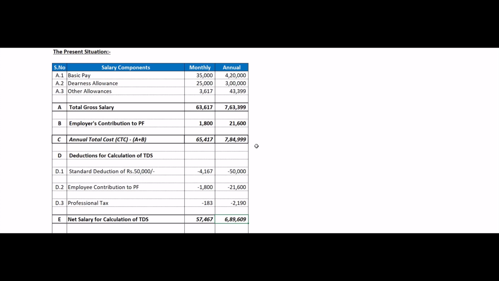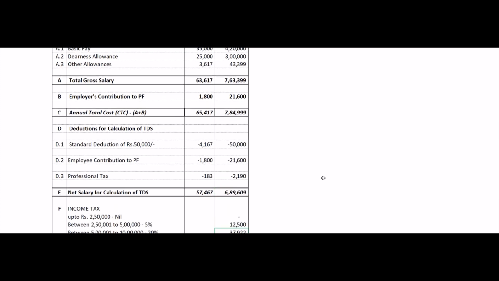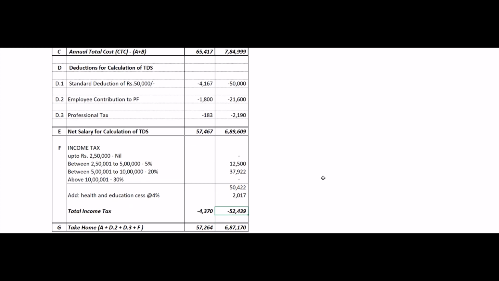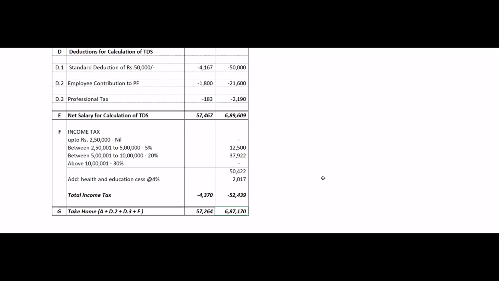So in this case, the net salary for calculation of TDS is 6,89,609. On this amount, income tax is calculated and reduced over a period of 12 months. So in this case, his total income tax comes to 52,439, that is 4,370 per month, and the employee's take home comes to 57,264. So before proceeding further, just keep in mind the take home in current scenario comes to 57,264, where the payroll is not properly defined.